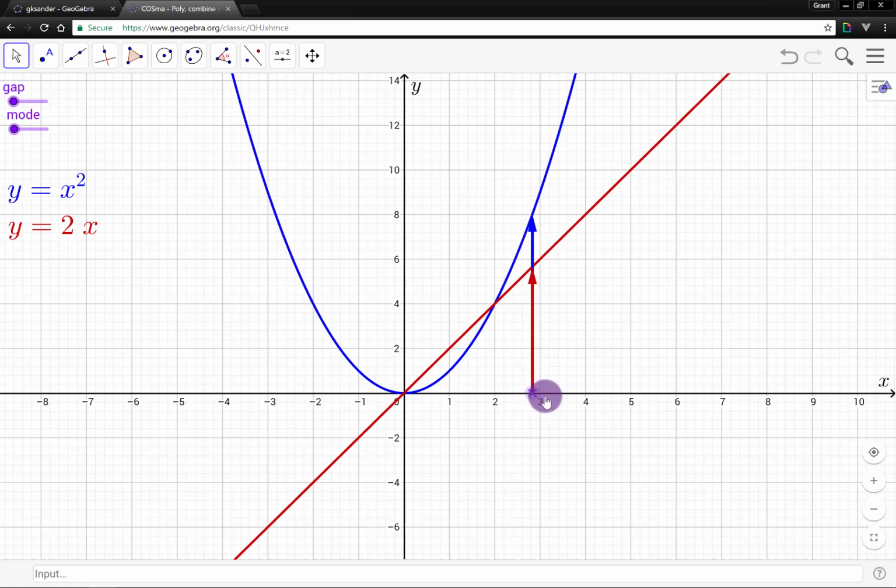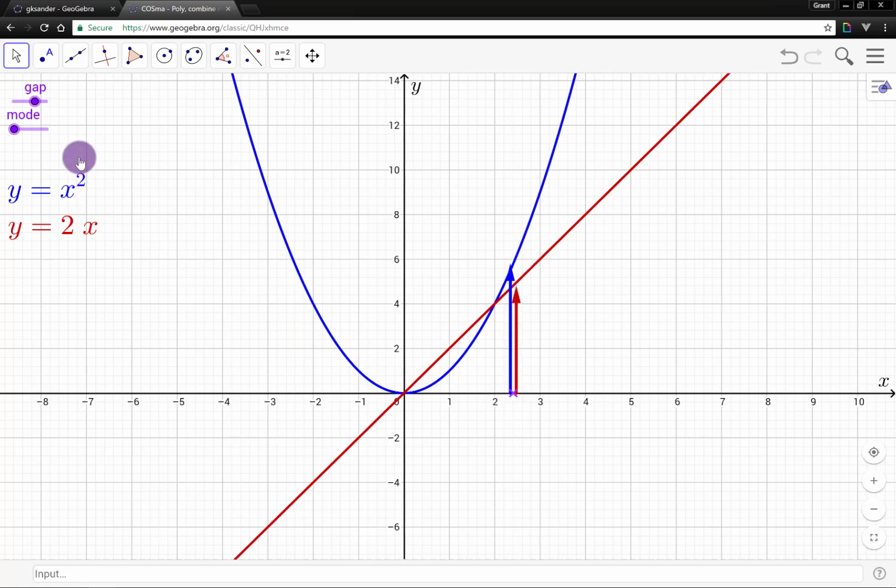And I can vary the value of x, and as I do so, I have vectors representing the value of 2x here in red, and the value of x squared here in blue. So that we can better see these two vectors, I'm going to split them apart a little bit, so we can see their two values. Now as I vary the value of x, we can see with these vectors how x squared and 2x vary together.